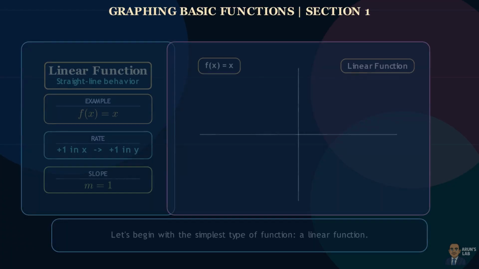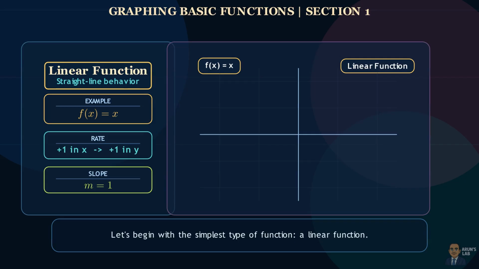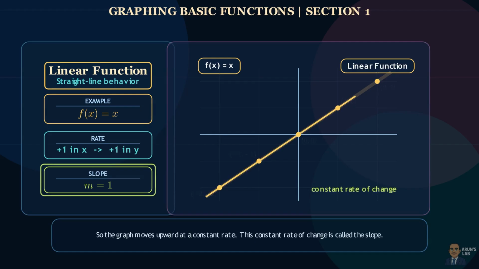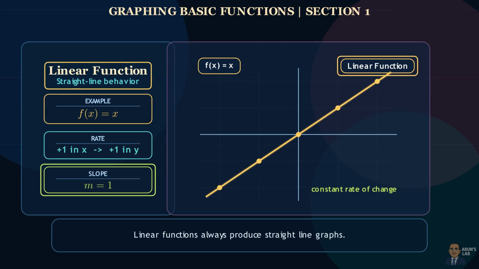Let's begin with the simplest type of function, a linear function. For example, f of x is equal to x. When we graph this function, something interesting happens. The graph forms a straight line. Every time x increases by 1, the output also increases by 1. So the graph moves upward at a constant rate. This constant rate of change is called the slope. Linear functions always produce straight line graphs.